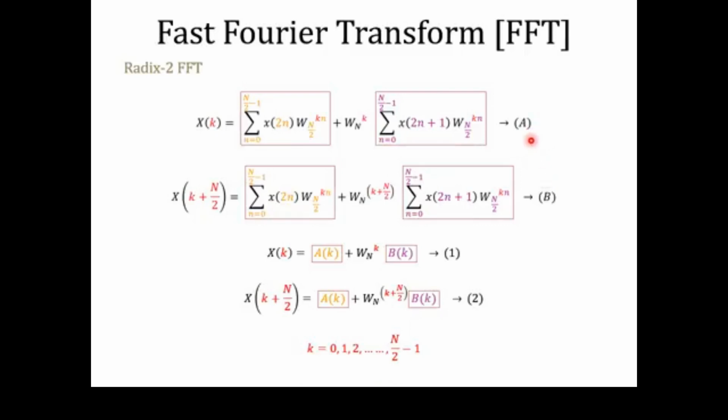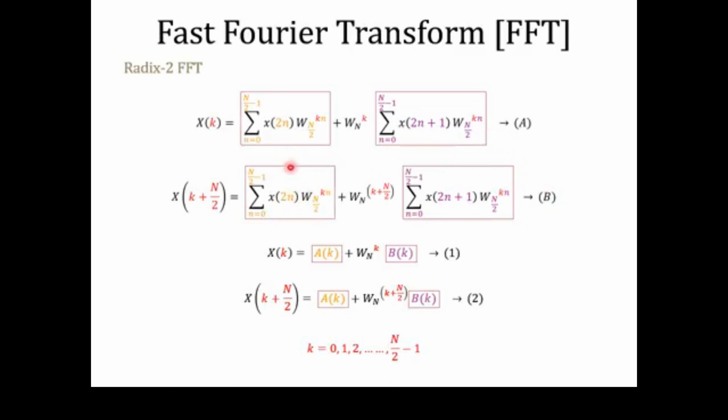Equation A will provide the first N by 2 samples of the N-point DFT output, because the value of k can be from 0 to N by 2 minus 1. So the range of k is N by 2 samples for all these equations, while the remaining or the last N by 2 samples of the N-point DFT output can be obtained through equation B. And the working of both equations is exactly the same, as you can see here.